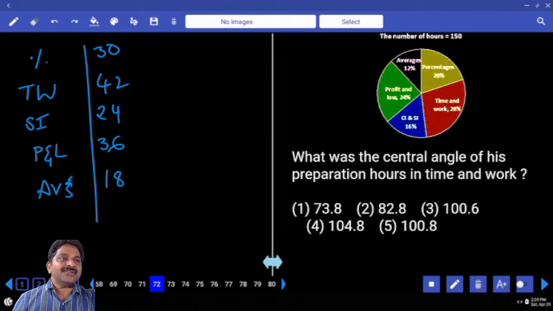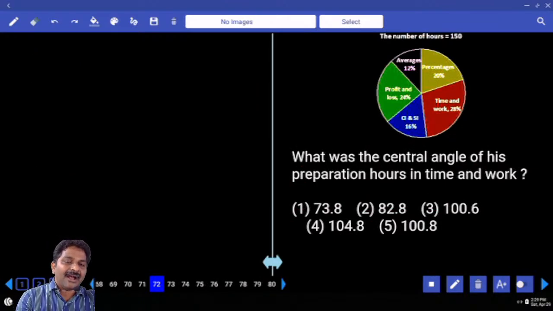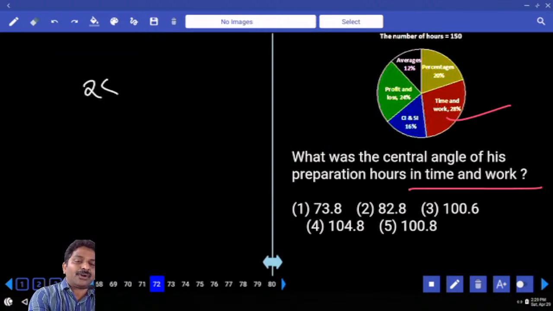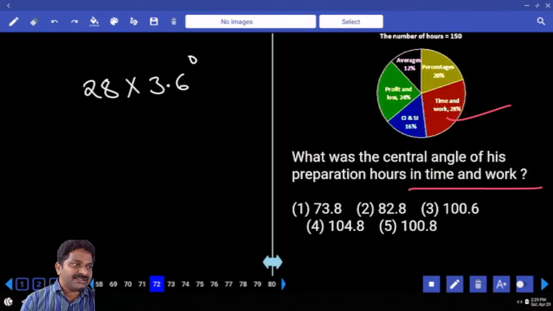What was the central angle? Stop. Whenever the question is about central angle, the answer must be a multiple of 9. Can it be first option? Yes. Can it be second option? Yes. Multiple options are there. So read the question. Time and work. What percent is it? 28%. When you want to convert percentages to degrees, 1% is equal to 3.6 degrees. 28% means 28 into 3.6. Last digit verification: number after decimal, 6 into 8. Answer must end with 8 only, right?